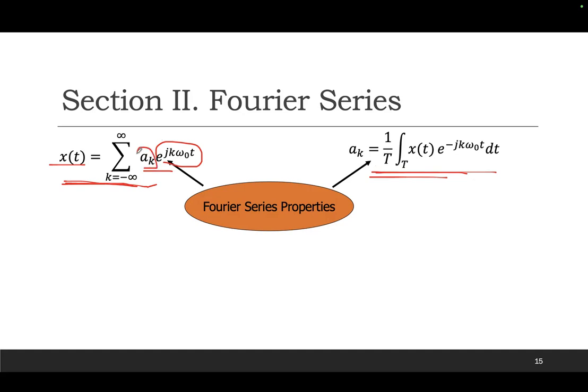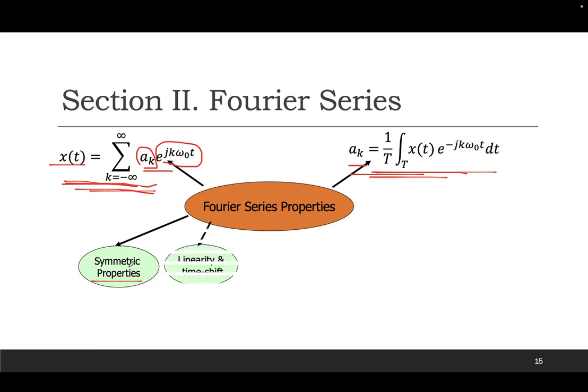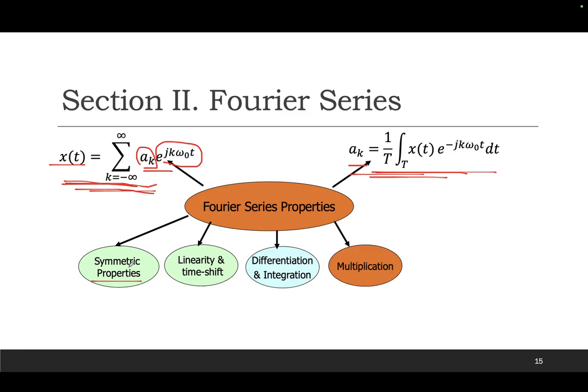If you want to represent your signal in frequency, you need to get the FS coefficient. And to get the FS coefficient and the frequency domain representation of your signals, you need to use some properties. The first one is the symmetric property, then linearity, the time shifting property, the differentiation and integration property, and multiplication.